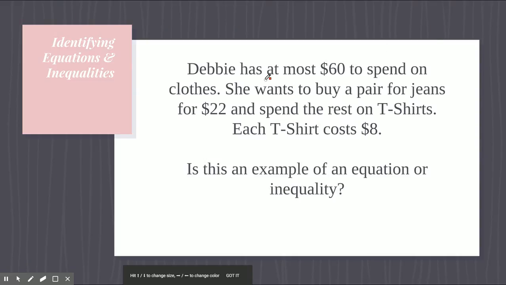One of the most important words is right here at the beginning. It says at most $60. It doesn't say she has $60. It says she's got at most $60, which means it could be $60, but it might also be less than $60. It just can't be more than $60. So this tells us that it's an inequality, because it's not saying that it's exactly equal to something. It's saying it could be, but it might also be less than that as well.